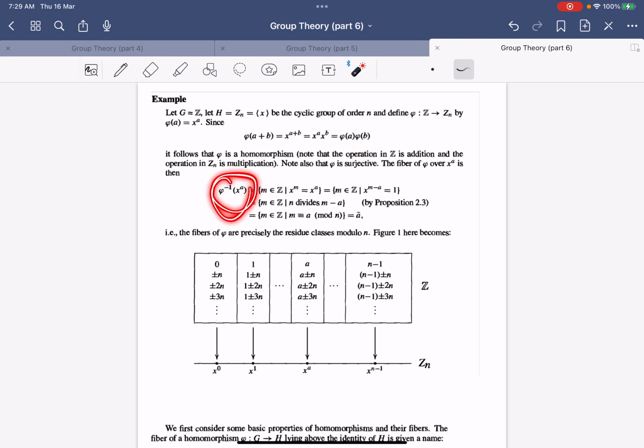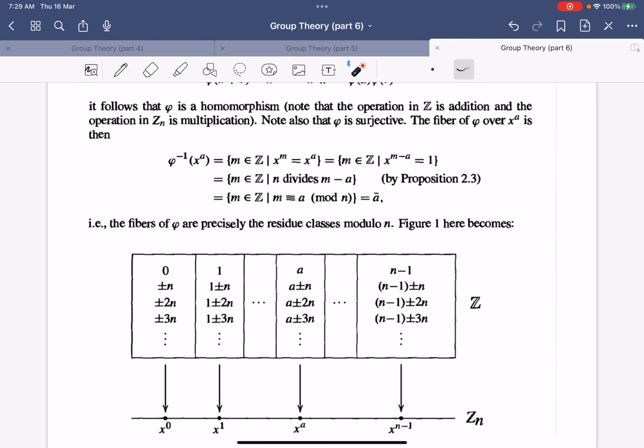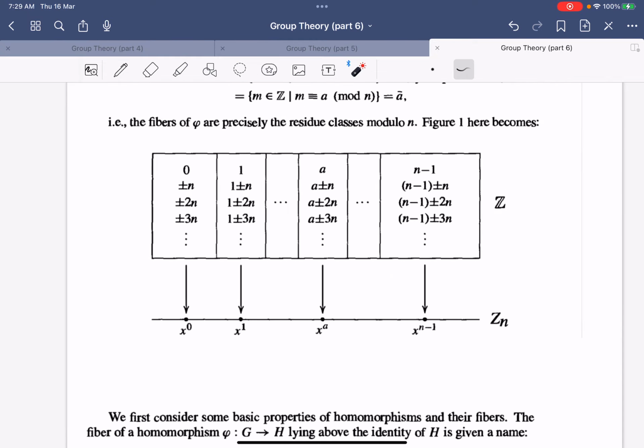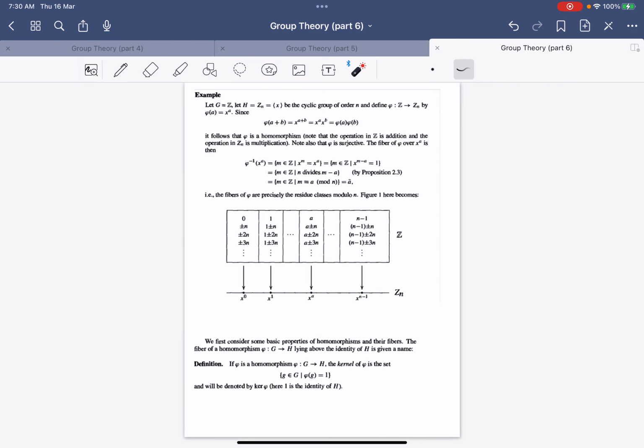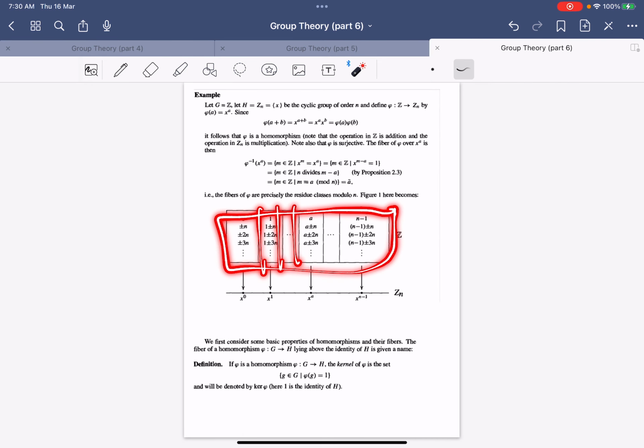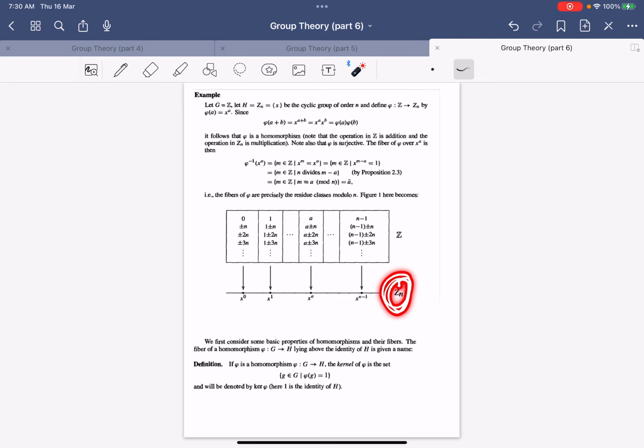And then we can show that the pre-images are just the equivalence class of a mod n. So x naught is just 0, n, 2n, 3n all the way. And then x1 is 1, 1 plus n, 1 plus 2n all the way. So now you split your Z, you partition it into the set of cosets. And then your quotient group, which is the Zn, you can just quotient out with respect to n here.